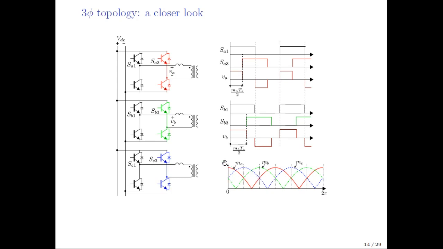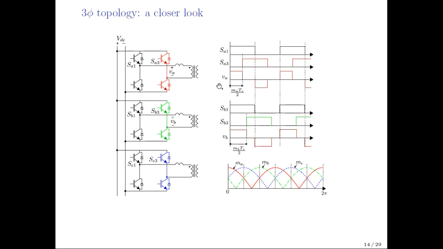Now if we consider a half bridge leg as shown here, the 2 switches are complementary switched. The gating pulse of each of these switches is a square wave with 50% duty cycle. Now let us consider the case for phase A.